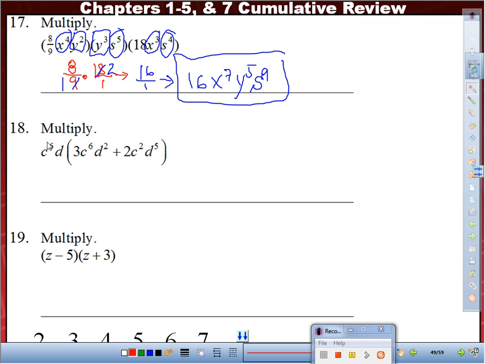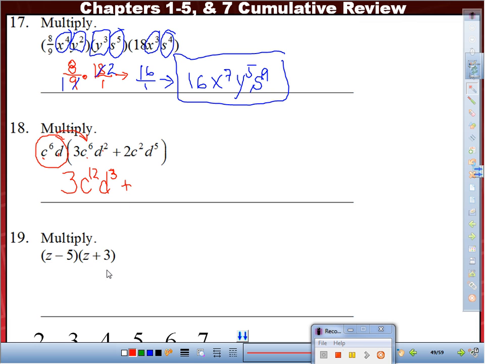It says multiply. So that means I'm going to distribute, everybody look up, this term times each of these. So I'm going to start first times this one. So let's see. C to the 6 times C to the 6 becomes C to the 12. D to the 1st times D to the 2nd, that's D to the 3rd. And what is the coefficient of this one? 1. What is 1 times 3? 3. So we're done with the first term.